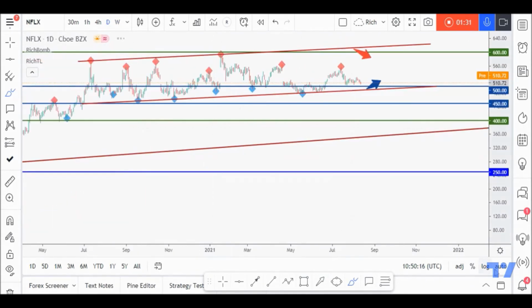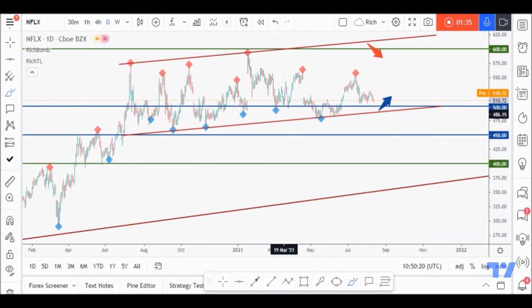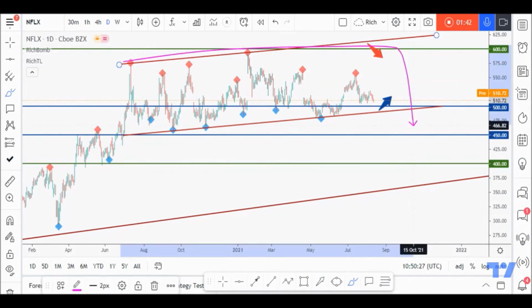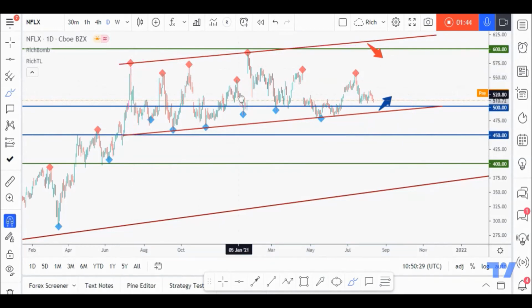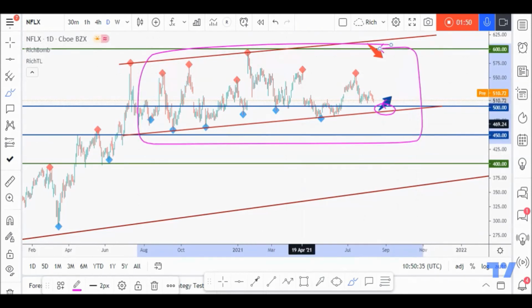Especially if we zoom into the daily time frame, we can see that we are currently trading inside this rising channel. It's flat, right? But it's still a rising channel. So now we know that we are trading inside this area from a medium-term perspective, and price is currently sitting around the lower bound of this overall movement.